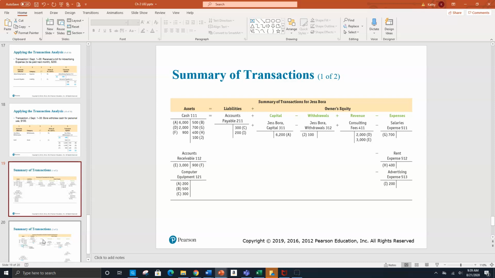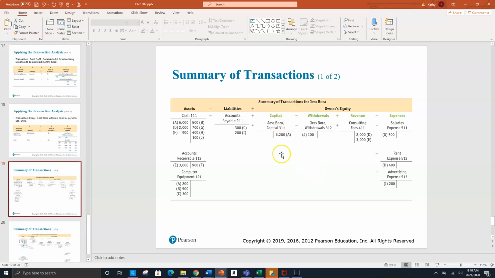Okay, slide 19 shows our accounting equation up here at the top. Assets equals liabilities plus owner's equity. And then you pretty much see your expanded accounting equation with your capital minus withdrawals plus revenue minus expenses. So these are all your T accounts, your cash, your asset accounts, your liabilities, your capital, withdrawals, revenues, expenses.